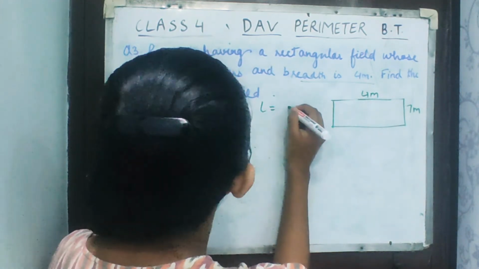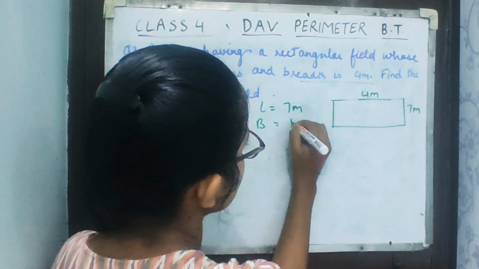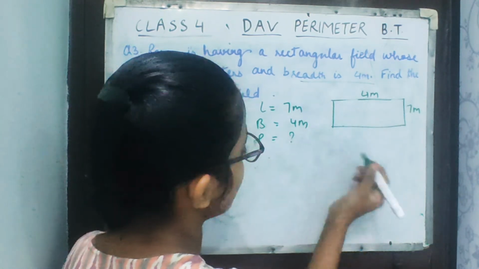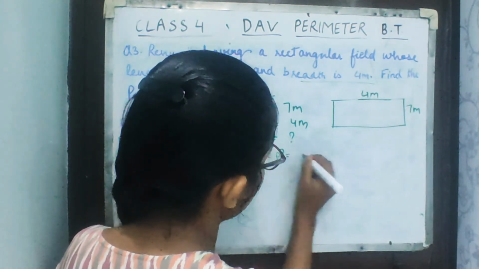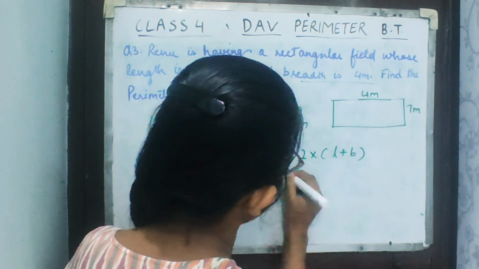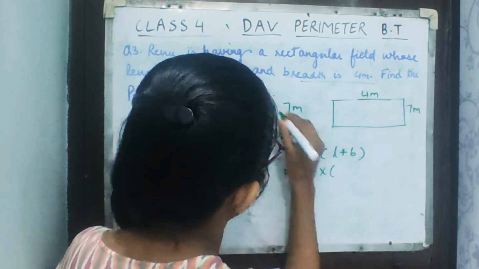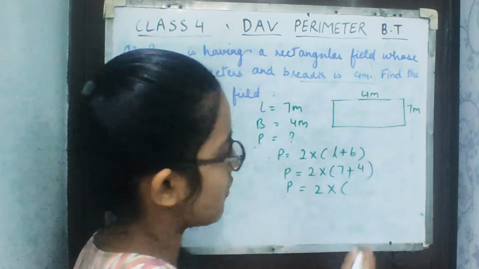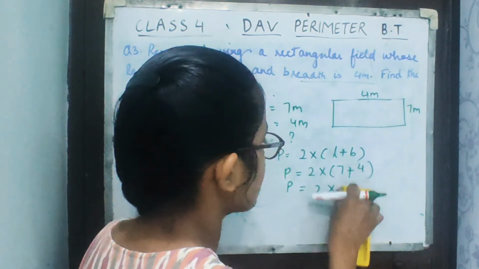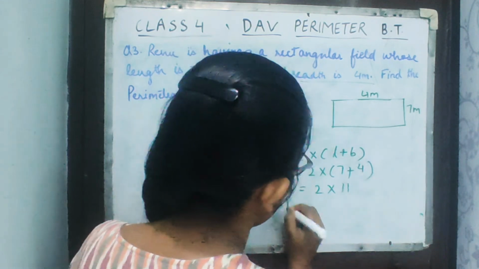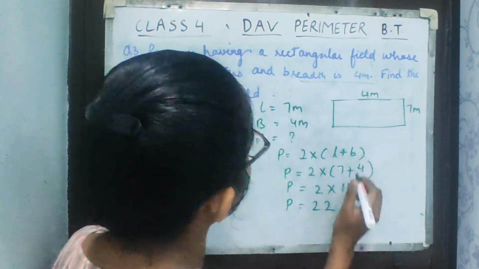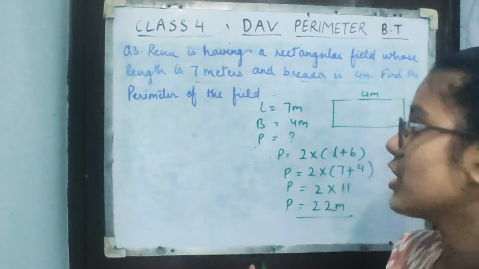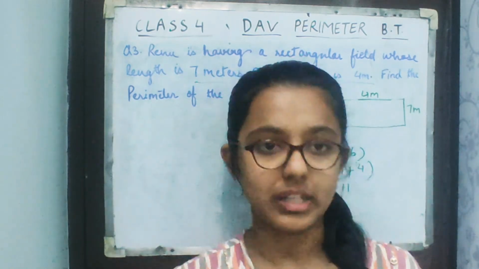So length given to us is 7 meters. Breadth given to us is 4 meters. Perimeter we have to find out. It's very easy. A rectangular field means the perimeter of the rectangle. So perimeter is equal to 2 into (L plus B). So perimeter is equal to 2 into (7 plus 4), that is 11. So perimeter is equal to 22 and the unit meter. So the perimeter is 22 meter. Okay, so we have completed question number 3.